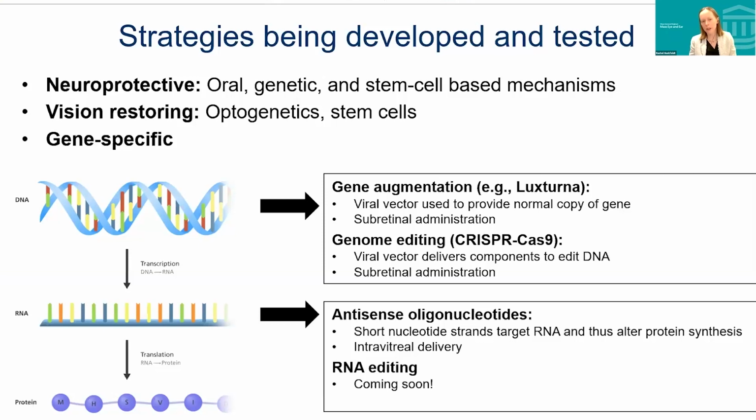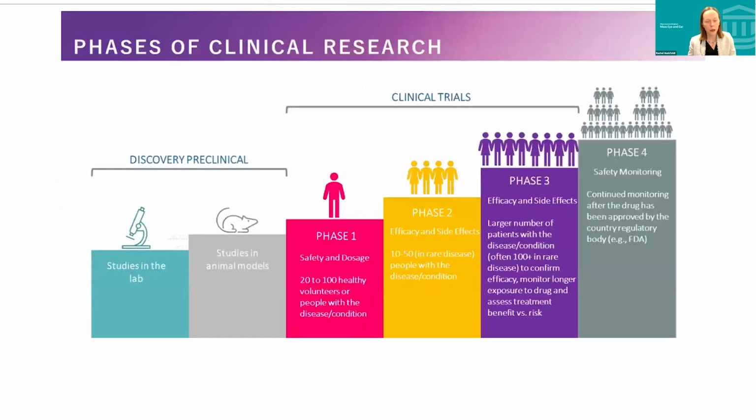If you think about the central dogma, right, DNA to RNA to protein, that gives us other opportunities to intervene. And so antisense oligos are an intravitreal therapy that can be used to target RNA. And there have been multiple trials to date of that type of approach for IRDs. And then just like we have genome editing, we will see RNA editing coming to the clinic as a therapy in the near future.